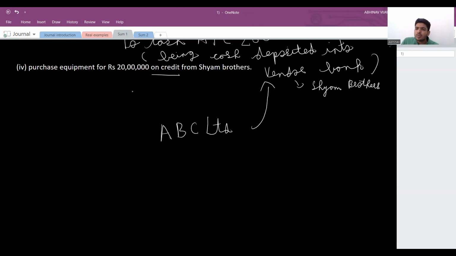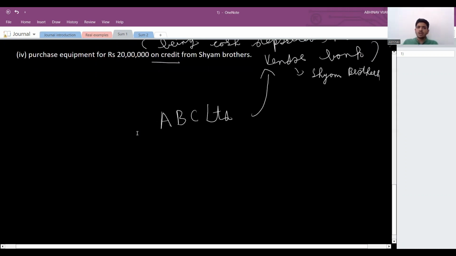And we purchase equipment from him. After we purchase, we tell him that we don't have cash right now, so we'll pay after we get cash. That is essentially what you're telling. Credit means you don't have cash right now, but you'll pay him afterwards. That's what credit means. Now, how do we solve this question?